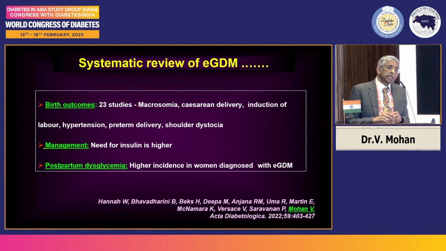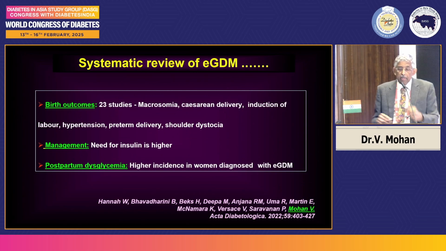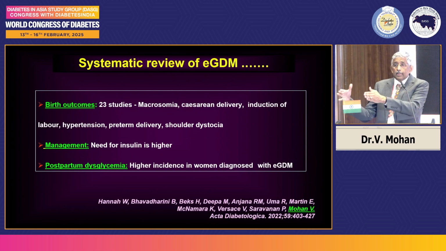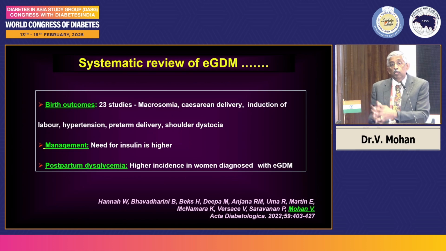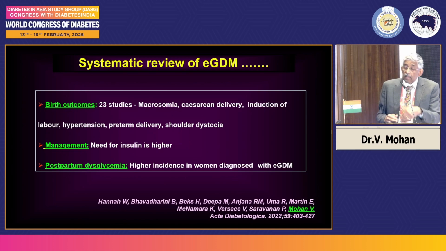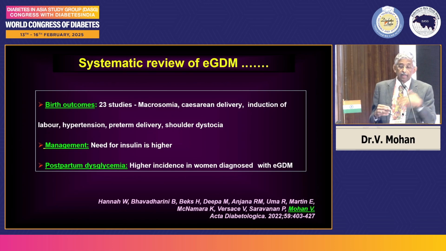And there were studies which reported on birth outcomes, and just like the late GDM, or what we earlier used to call the conventional GDM, there was macrosomia, cesarean delivery, shoulder dystocia, and so on. But there were some interesting points which came out.